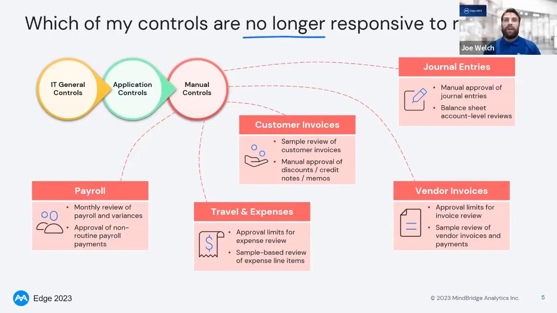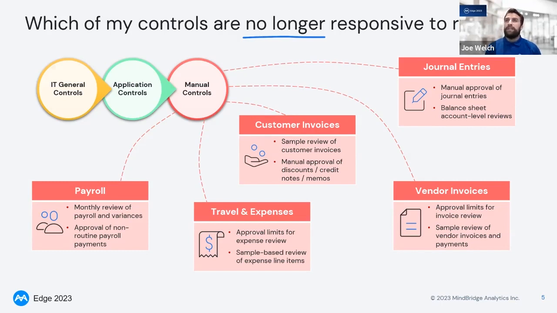Put simply, wherever you have a business process with the following setup of controls, where you have ITGCs, application controls, and manual controls, this is an area that is no longer responsive to risk. Manual controls in this day and age are not effective. They've actually never been. They're either looking at a small subset of a population, or they're at too high a level to detect application controls that are not working.